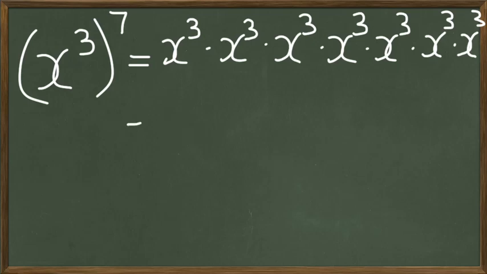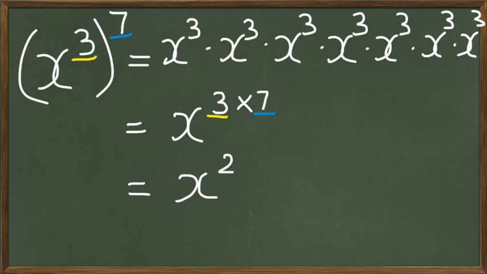Yep, that's 7. So the shortcut method really is to go x to the power, because it's power of power, we just go 3 times 7. 3 from there, and the 7 from there. And so your answer is going to be x to the power of 21. And this is the shortcut method of doing it.